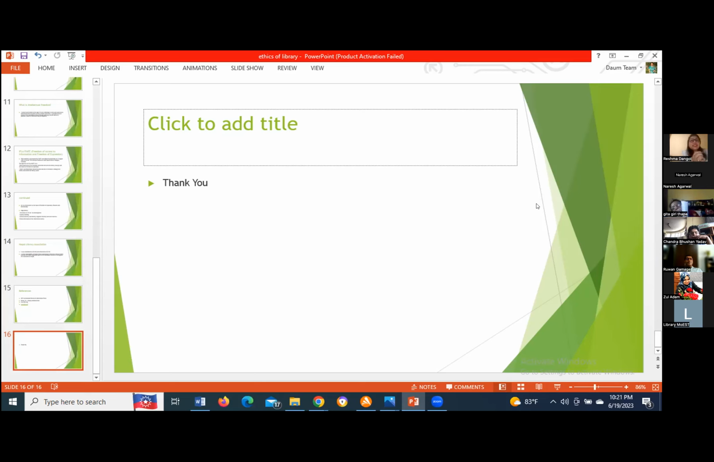Just here I want to show that here is the creator of the information, the creator of knowledge. This is the library mediator, and this is the user. So the library is always the mediator to connect the creator and the user. This is the main role played by the librarians. Thank you very much.